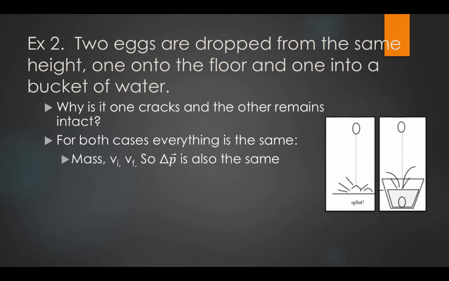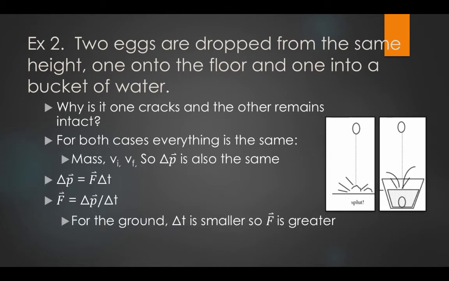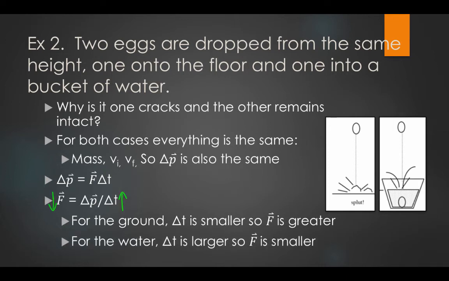The egg hitting the ground must change velocity from velocity initial to velocity final of 0 meters per second almost instantly, while the egg landing in the bucket has more time to reach its final velocity of 0 meters per second. If we take our impulse equation and isolate for force, we have force equals impulse divided by change in time. We see that the smaller the time interval, the greater the force. We also notice that the larger the time interval, the smaller the force. So for the egg drop, mass, final and initial velocity, and impulse are all the same. But what is not the same is time interval and net force.